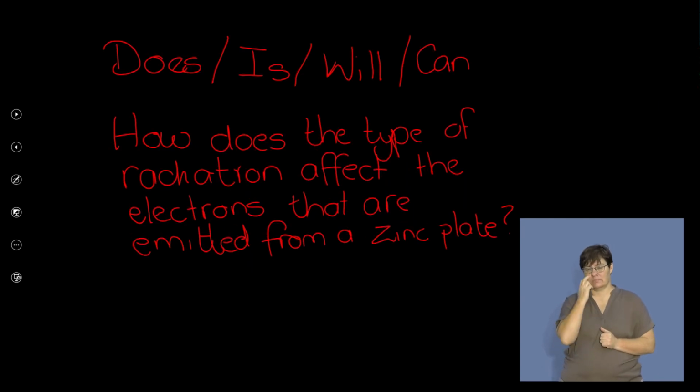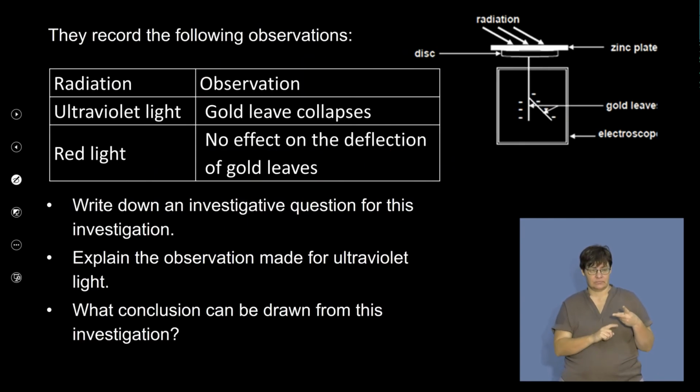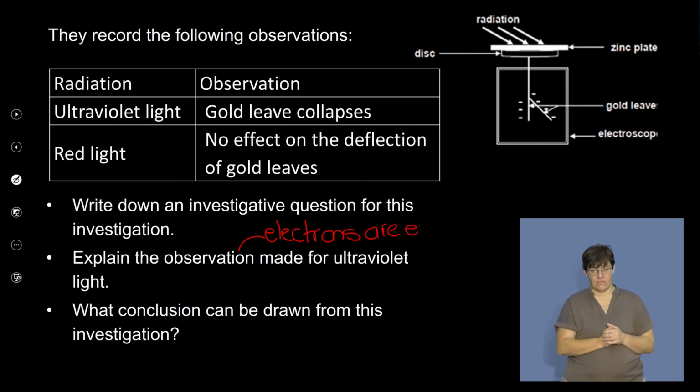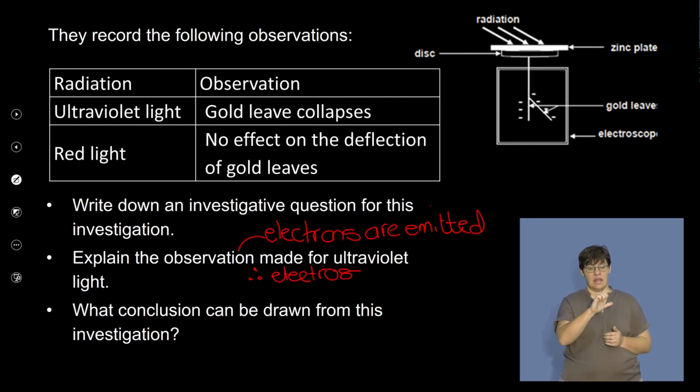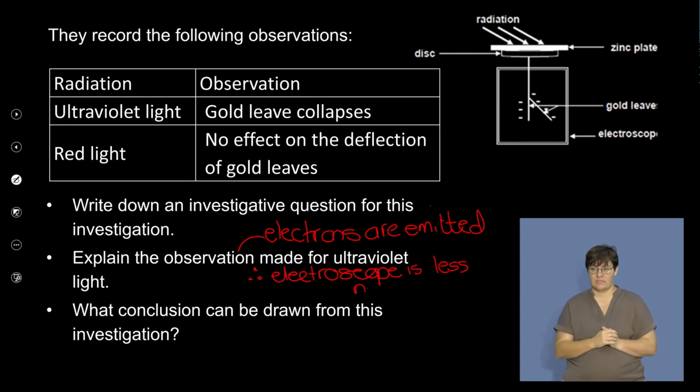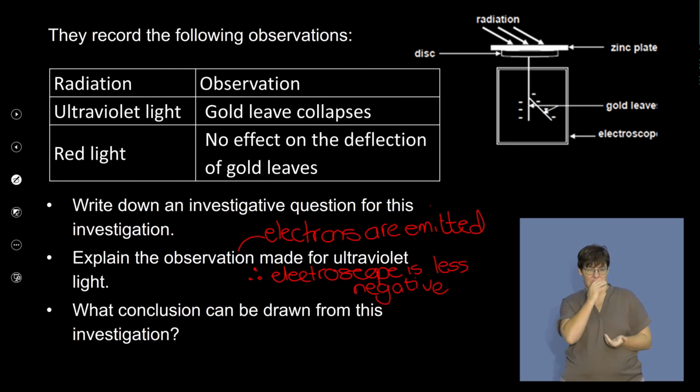Now, the other question was explain the observation made for ultraviolet light, and I didn't leave myself enough space, so I'm going to do it here quickly. Why? Electrons are emitted, okay? Therefore, electroscope less negative. That's enough. The gold leaf will drop.